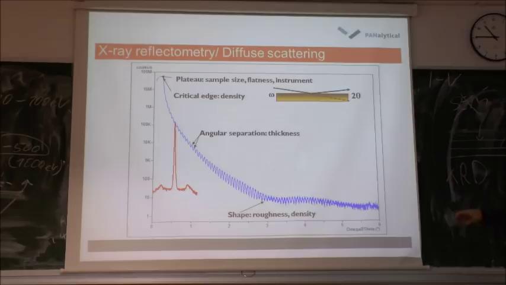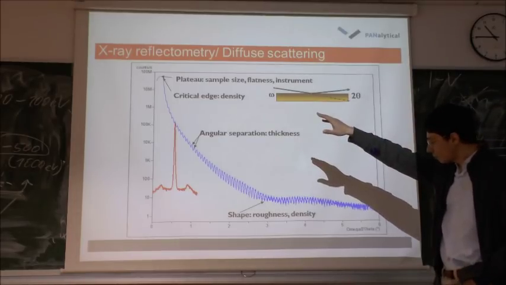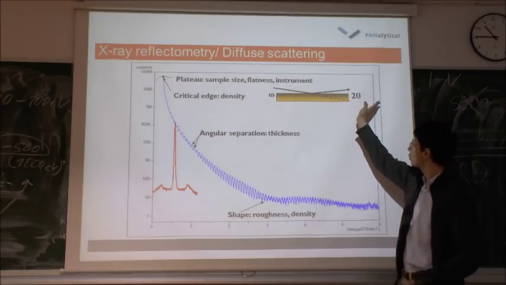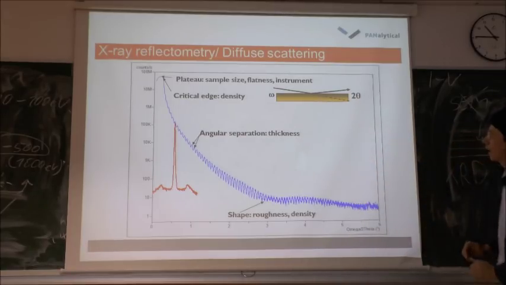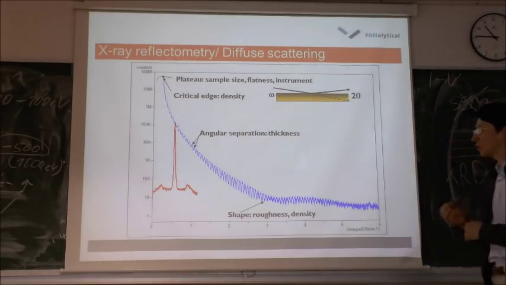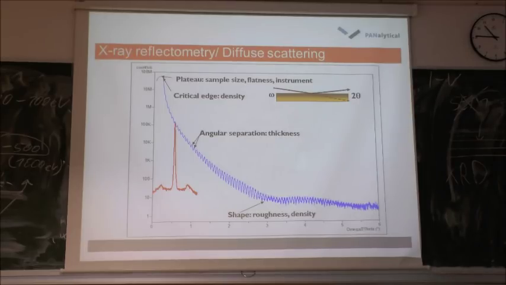So what you do is change omega and 2 theta, both at the same time, and then you measure the reflection. At very small angle the reflection is very high, and then when you increase them, the reflection goes down, and if the interface is very smooth, you observe some fringes. These fringes are related to the thickness, the density, and the roughness of the film that you have.